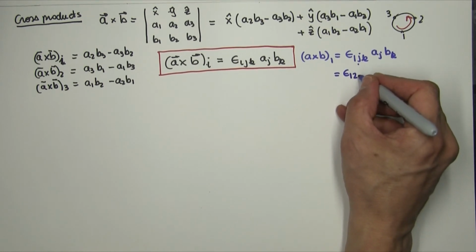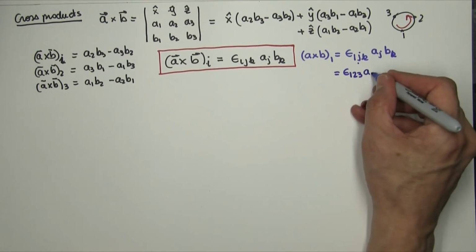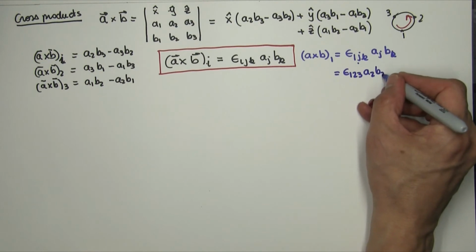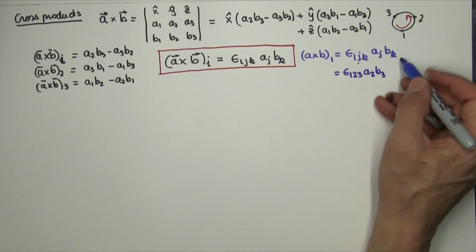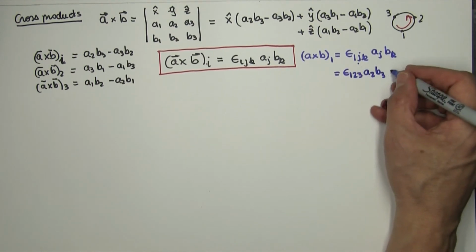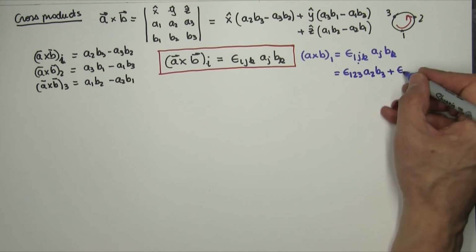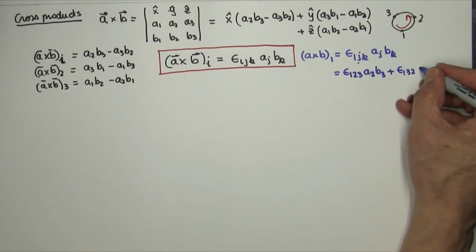They have epsilon 1, 2, 3 times A2B3, because J equals 2 and K equals 3, or 3, 2. So plus epsilon 1, 3, 2, A3B2.